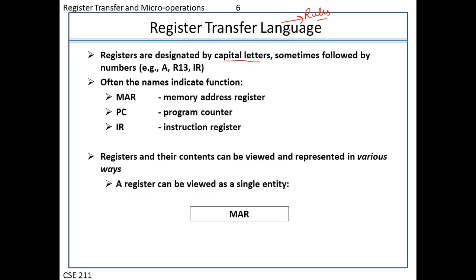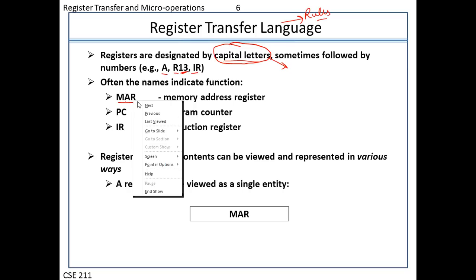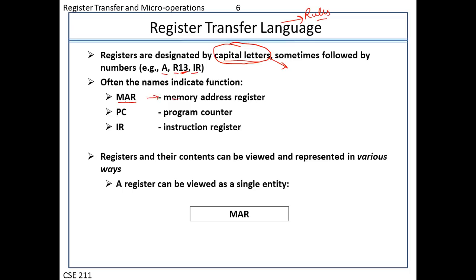Resistors are always classified with capital letters. We can name them with any particular alphabetical name, or along with a numeral also. Along with that, a resistor can also be defined based upon its functionality. If it is MAR, I will say it is a memory address resistor. If it is PC, it is a program counter resistor. If it is IR, it is the instruction resistor. So the idea is very simple: resistors are designated with capital letters.